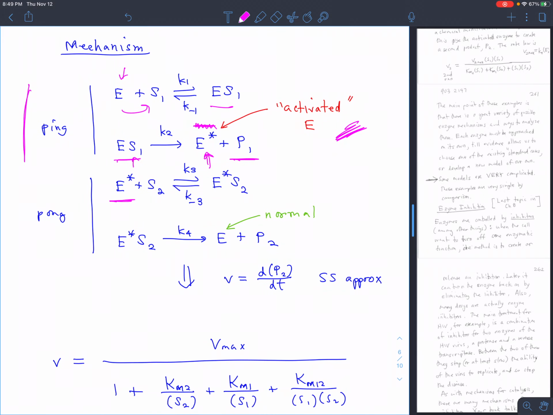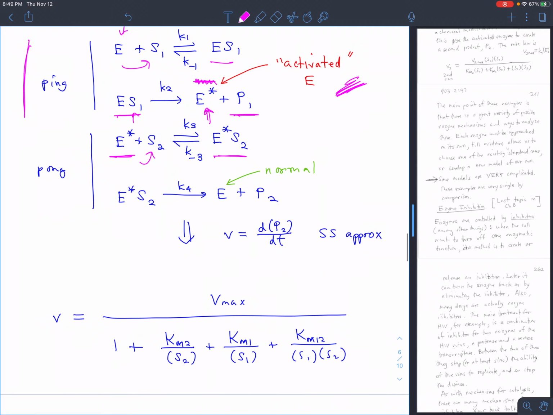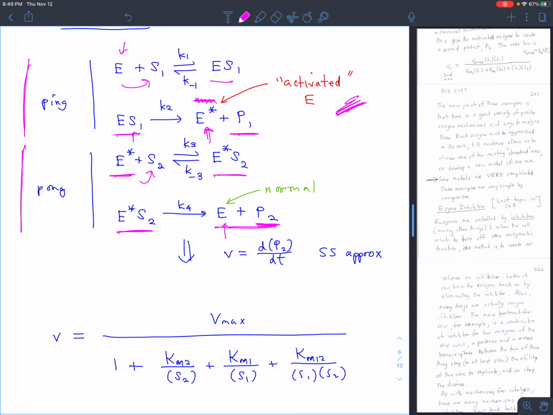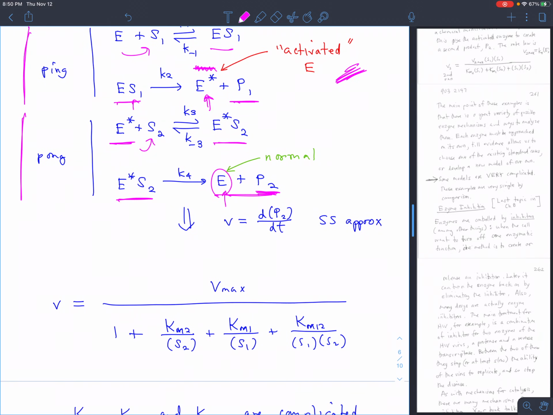Anyway, this now activated enzyme binds to a second substrate and forms another enzyme substrate complex. And then the second enzyme substrate complex goes on or reacts again to form the second product and releases now a normal original version of the enzyme. So that's the Pong step. You've got to go through two steps or two parts of a cycle before you get back to the original enzyme.